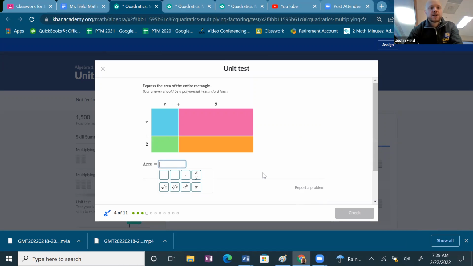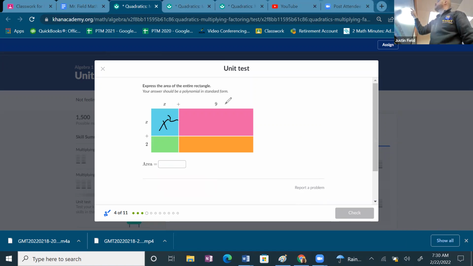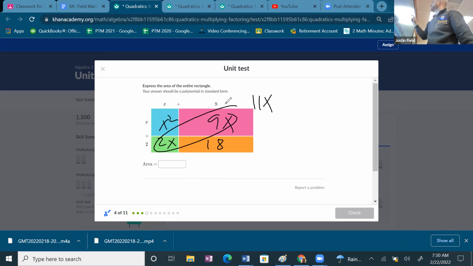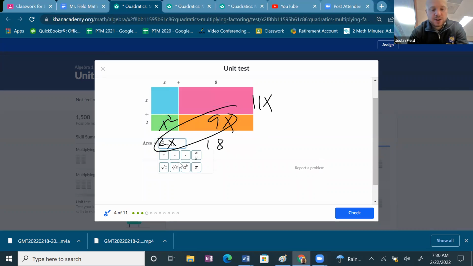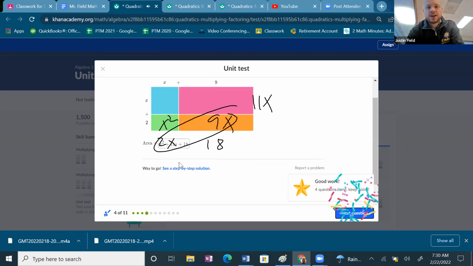Same thing here. All right, I'm going to fill this in for you. So that's x squared. This is 9x. This is 2x. And this is 18. Let's add to 11x. X squared plus 11x plus 18.